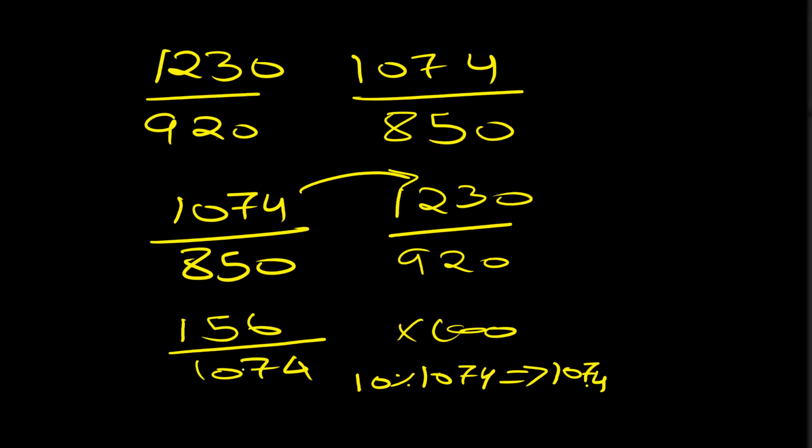So 10 percent of 1074 is 107.4. Now here the number is 156. So can I say approximately 15 percent? I can say another 5 percent more. If it is 5 percent extra, then I'll be adding another 53.5, right? If I add this 53.5, I'll be getting more than this value, so I can write approximately.